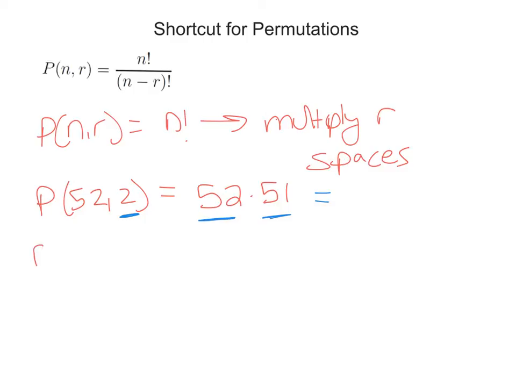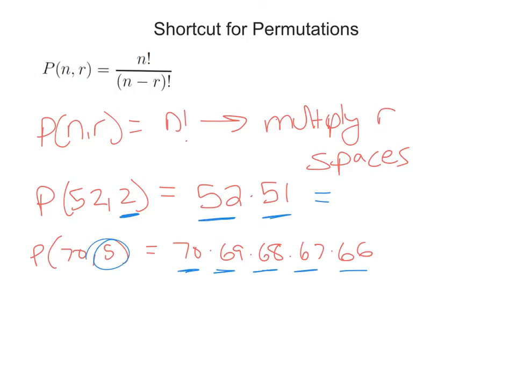Another example, let's say we wanted to do the permutation of 70 things taken 5 at a time. So again, we start with 70 factorial, and we do 70 times 69 times 68 times 67 times 66, but we stop after the 5 spaces. And so that's the shortcut for doing permutations. Again, you can ignore it, you can go back to doing the formula, but this actually makes the problems go that much faster.